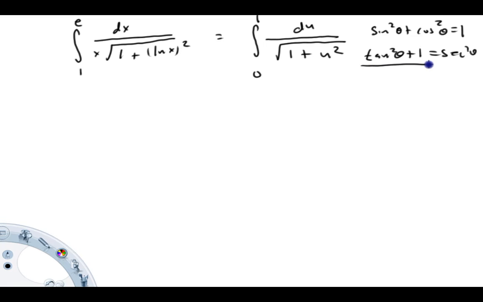As I look at this form, I like what I see, because over here I see 1 plus something squared, and right here I see 1 plus tangent squared. So a substitution that looks like it will help is this: let u equal tan theta. If we do that, du is going to equal secant squared theta d theta.